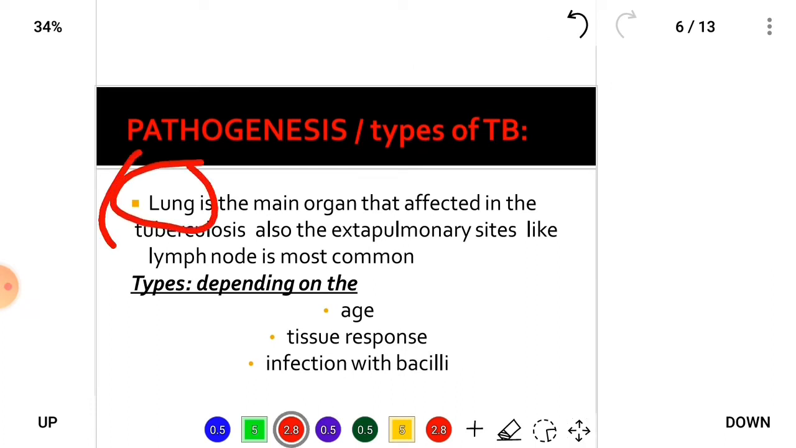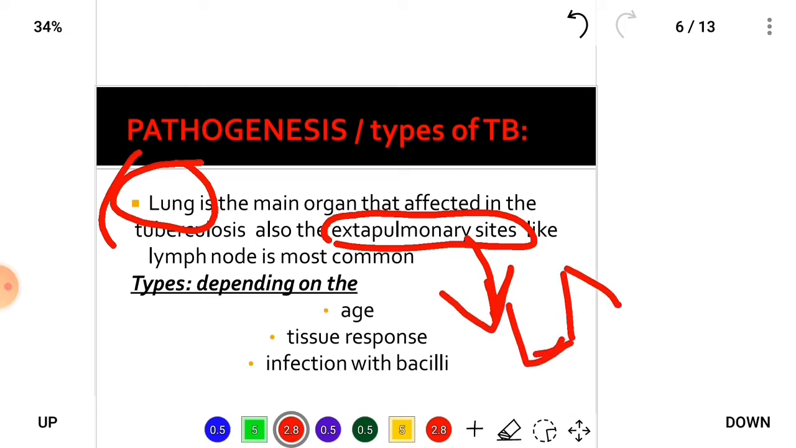By the definition, the lungs are the main organ that is affected in tuberculosis, also the extrapulmonary site. Previously I mentioned that the word pulmonary refers to the lungs. So the lung is the main organ affected in tuberculosis, also the extrapulmonary site. This extrapulmonary site means the lymph node. It involves the lymph node.